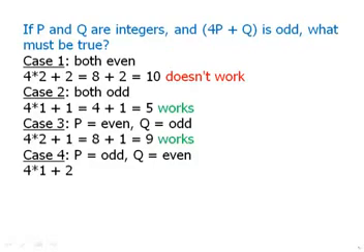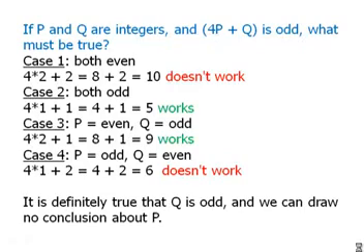We get 4 plus 2 is 6. That doesn't work. So what exactly is the pattern here? Notice that the cases that work are the cases where q is odd. If q is odd, then the expression is odd. And if q is even, then the expression doesn't work. So the conclusion that we can draw definitely is q is odd, and we really can't draw anything about p. It is definitely true that q is odd, and we can draw no conclusion about p.